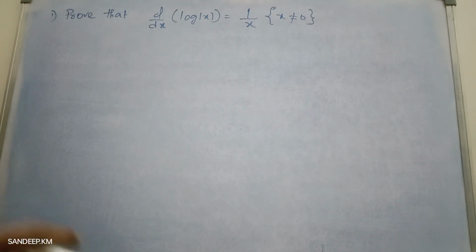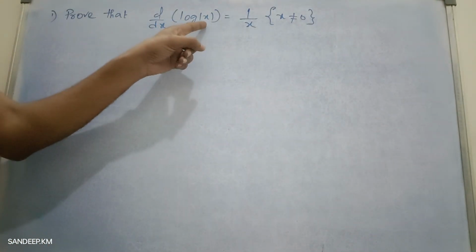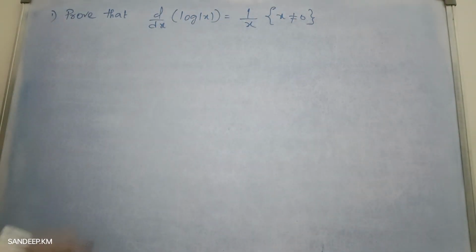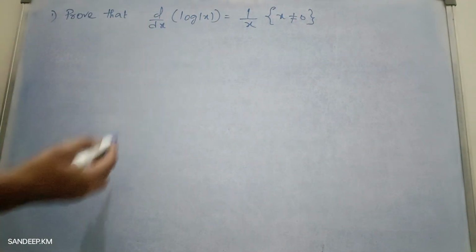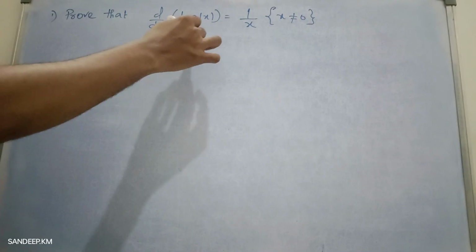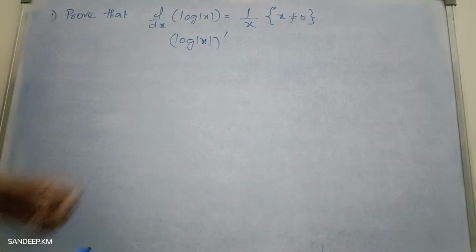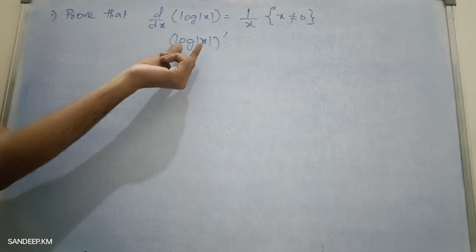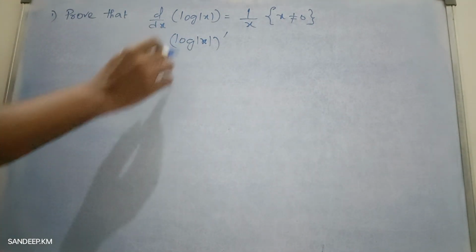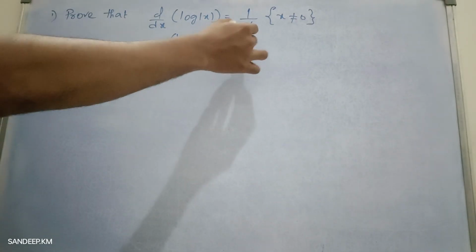Let us first prove that derivative of log mod x is equal to 1 by x. See, instead of writing d by dx of log mod x, we can also write it as log mod x derivative. Okay, so keep this in mind, I'll be using this notation to write derivatives. Okay, we are going to prove that log mod x derivative is 1 by x.